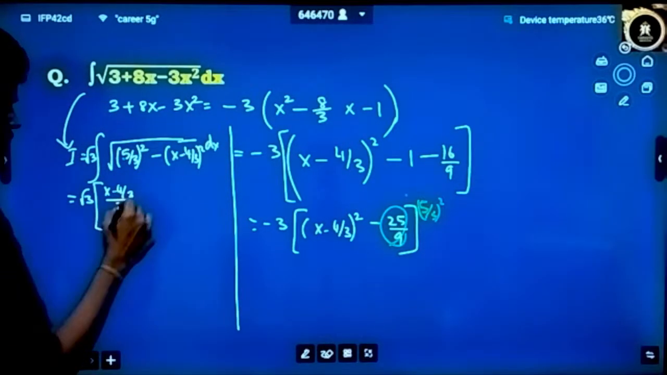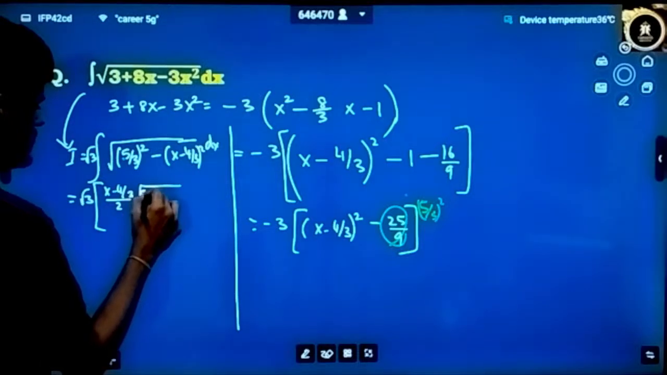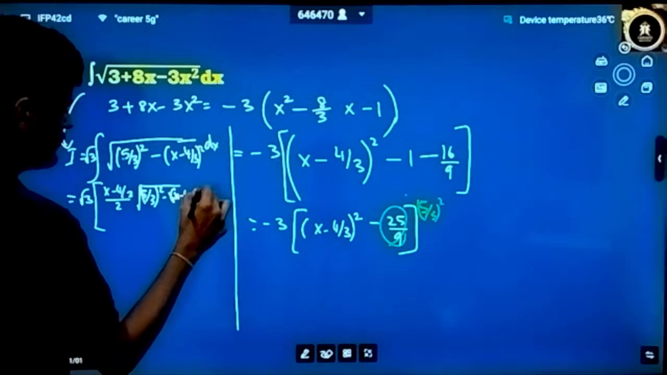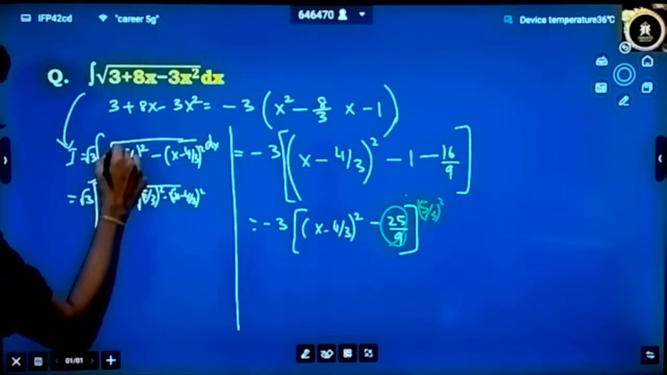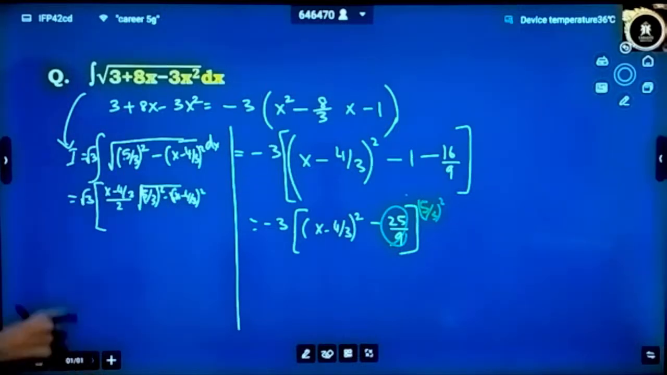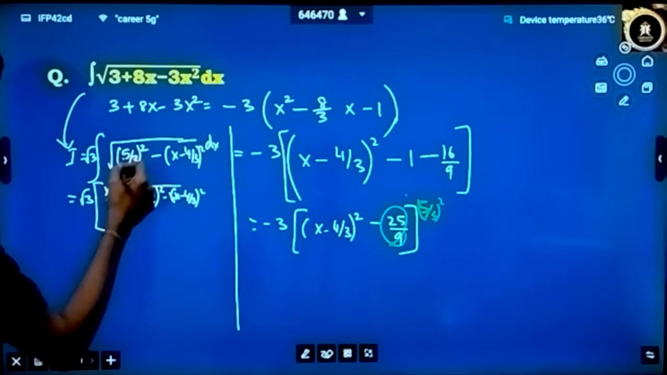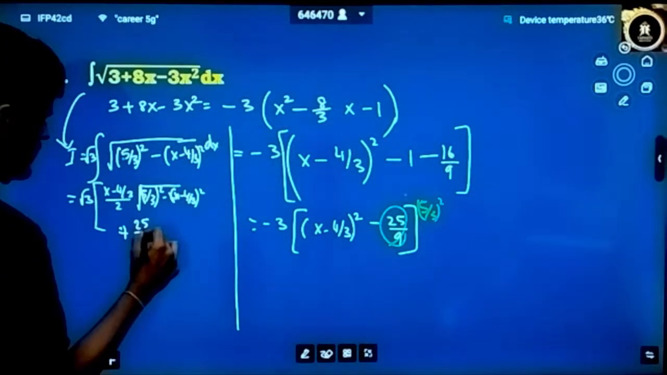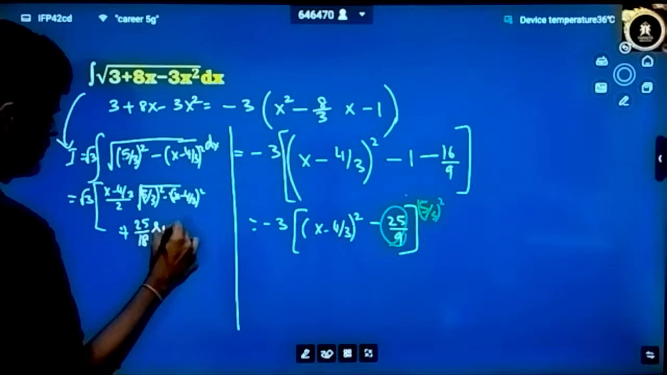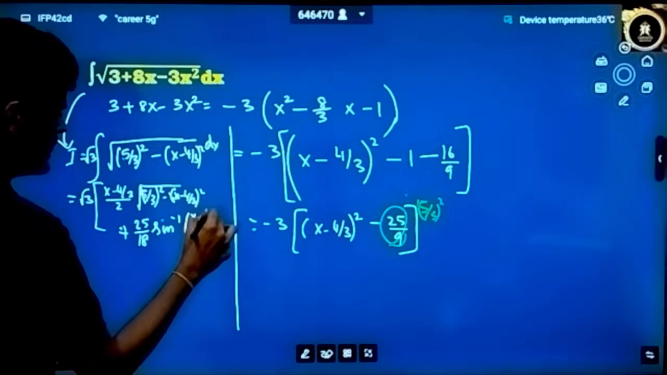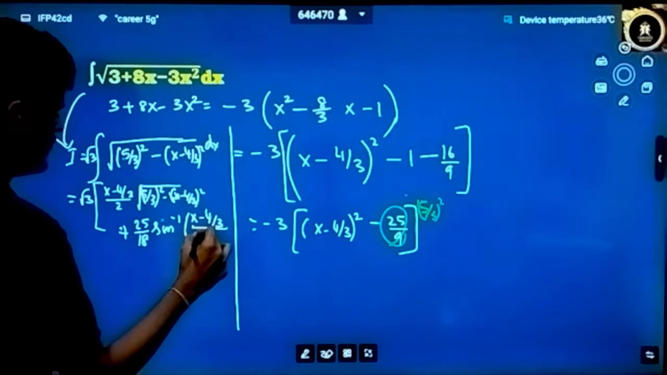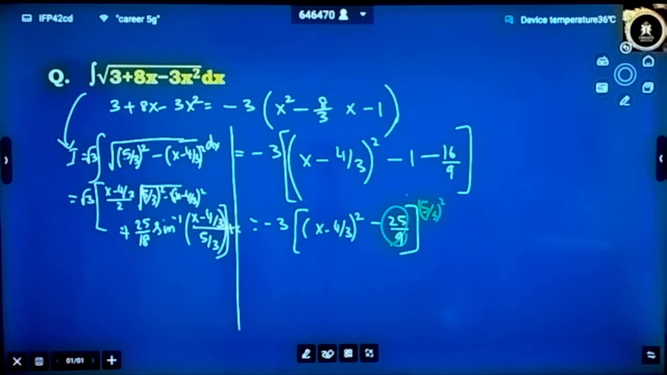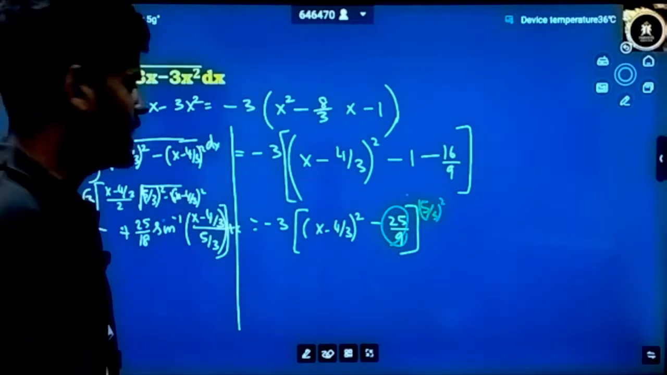The formula is (x/2)√(a² − x²) + (a²/2) sin⁻¹(x/a). Write it as it is: x/2 root of (5/3)² − (x − 4/3)², plus a²/2, that will be 25/9 by 2, that is 25/18, sin⁻¹ of x/a, that is (x − 4/3) divided by a, which is 5/3, plus constant of integration. Then this will be the final answer. After simplifying, we can write this.